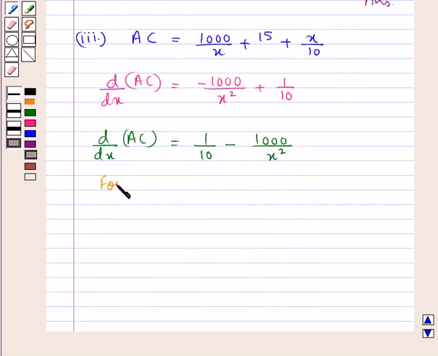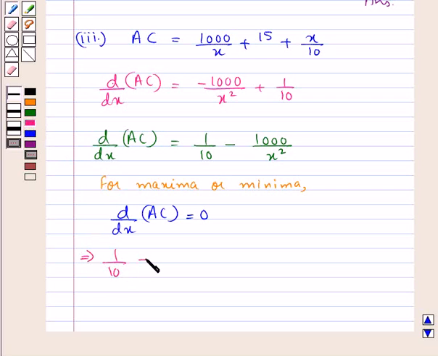So let's find d by dx of the average cost, which is equal to minus 1000 upon x square plus 1 upon 10. Or you can say that d by dx of AC, that is the average cost, is equal to 1 upon 10 minus 1000 upon x square. For maxima or minima, we take d by dx of average cost as 0, that is 1 upon 10 minus 1000 upon x square equal to 0.